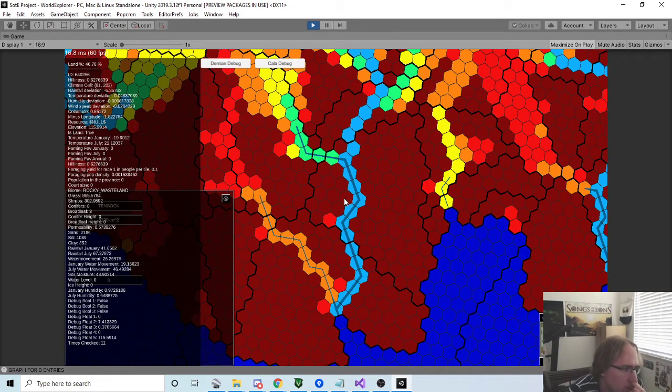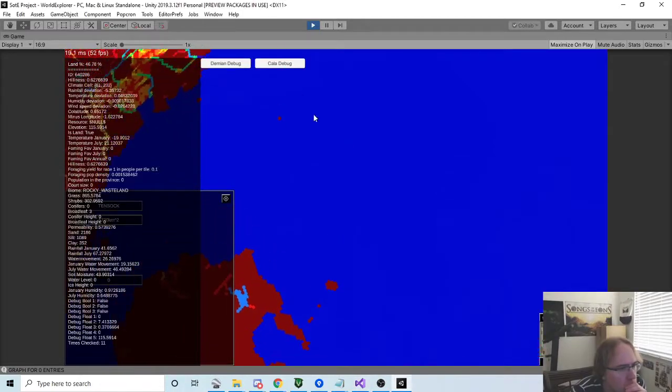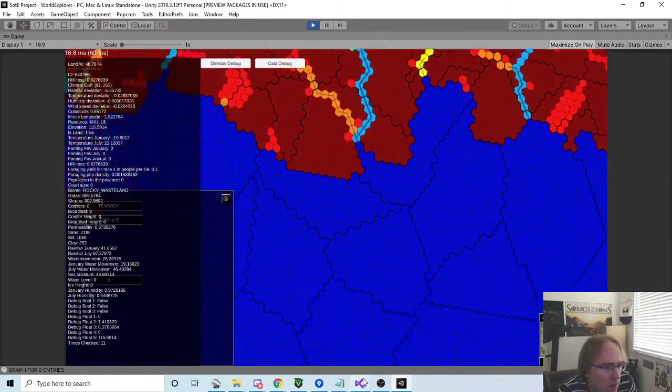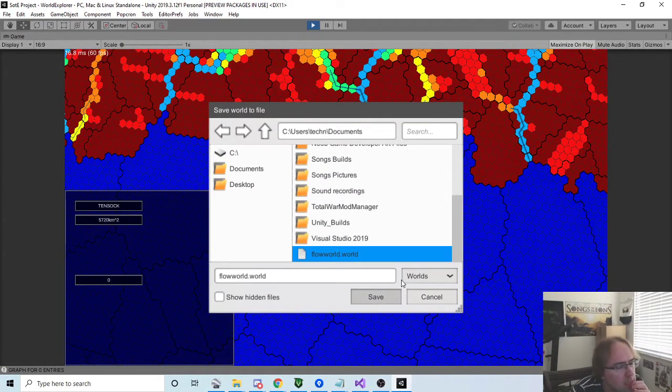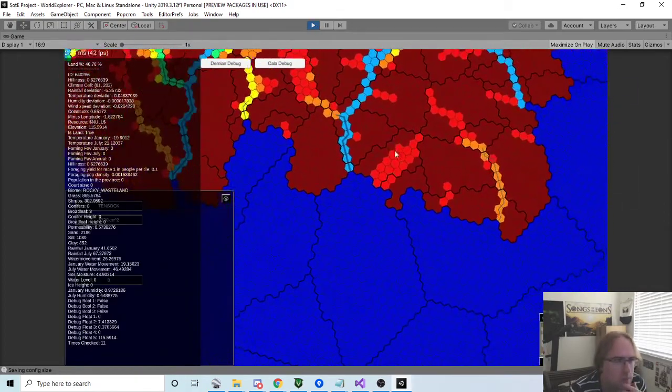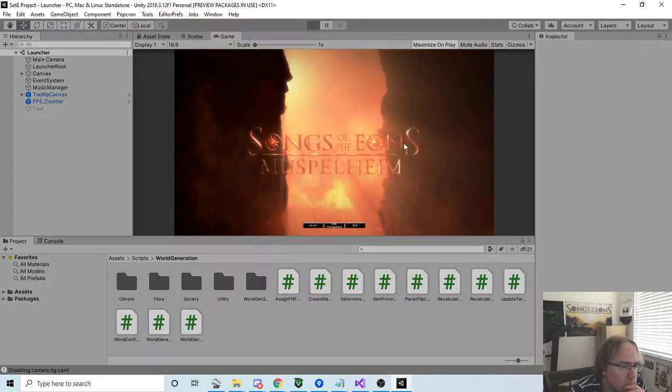But okay, hold on. Not necessarily. Alright, let's save what we have and then see what soil moisture looks like as we run the algorithms, maybe. Oops, didn't need to do that.